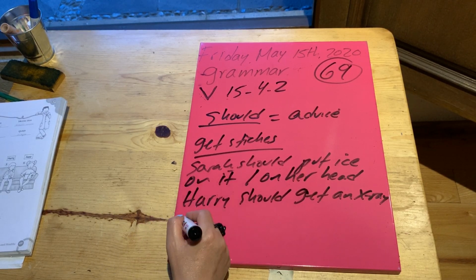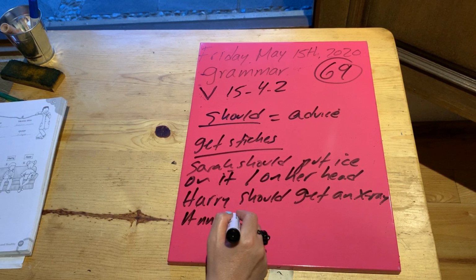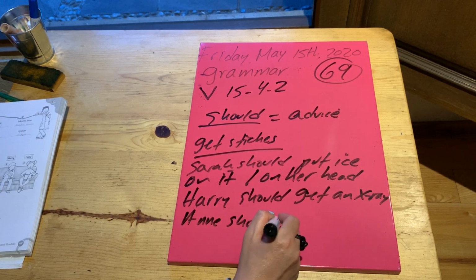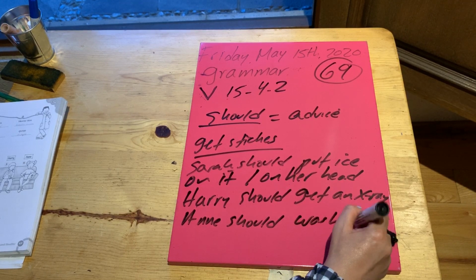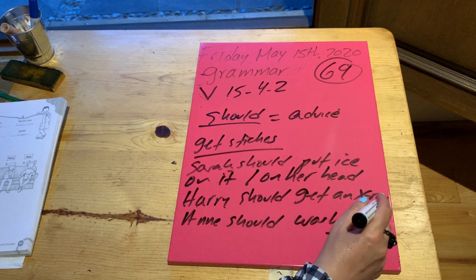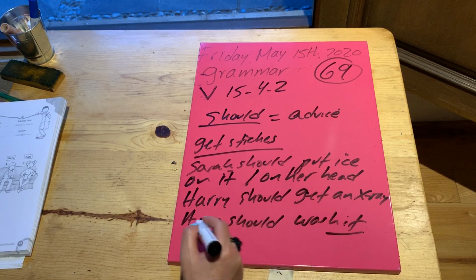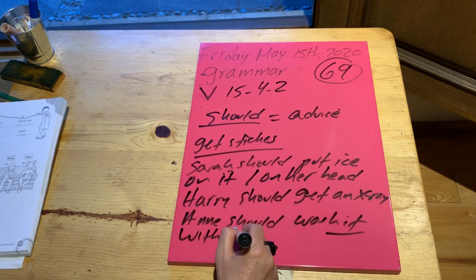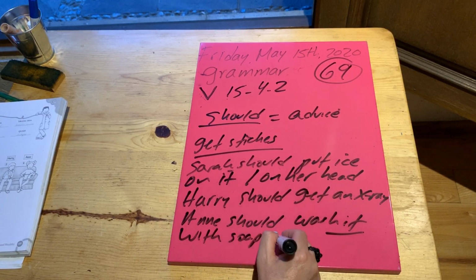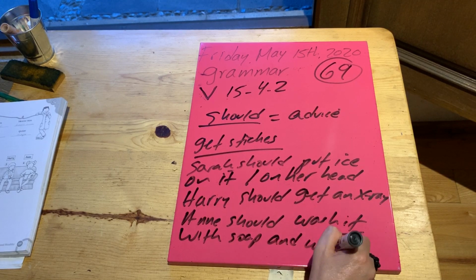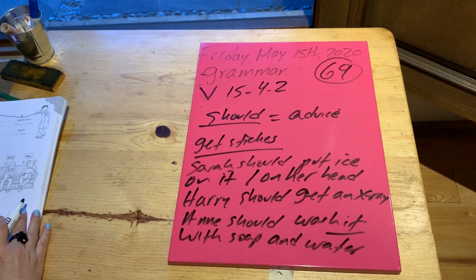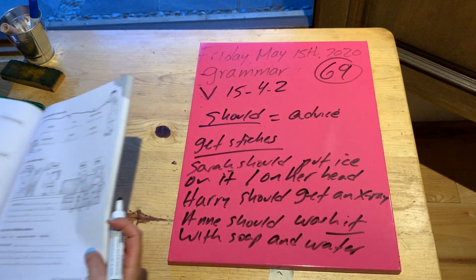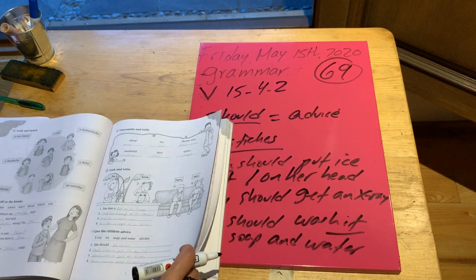And finally, Anne should wash it, lavarse, eso, o sea, lavarse la pierna, wash it with soap and water. Lavárselo con agua y jabón, enjuagarse con agua y jabón. Yes, children? Okay, now, let's go to page 70.